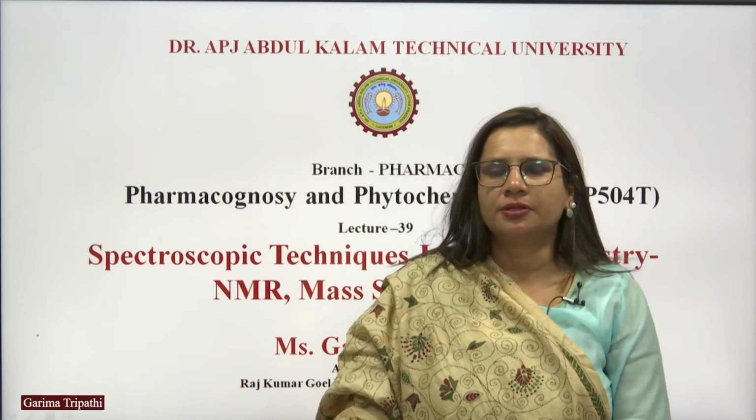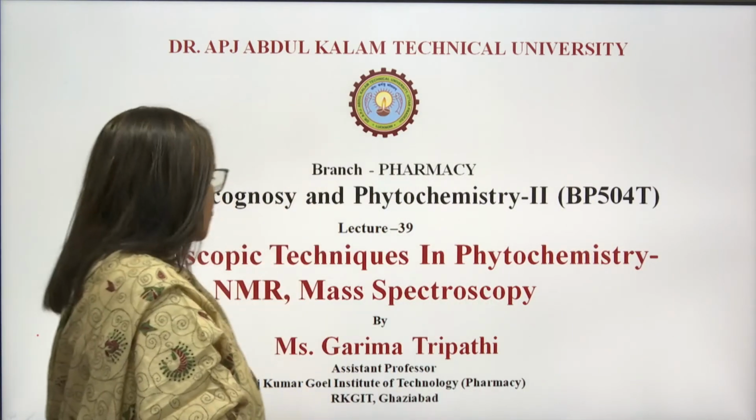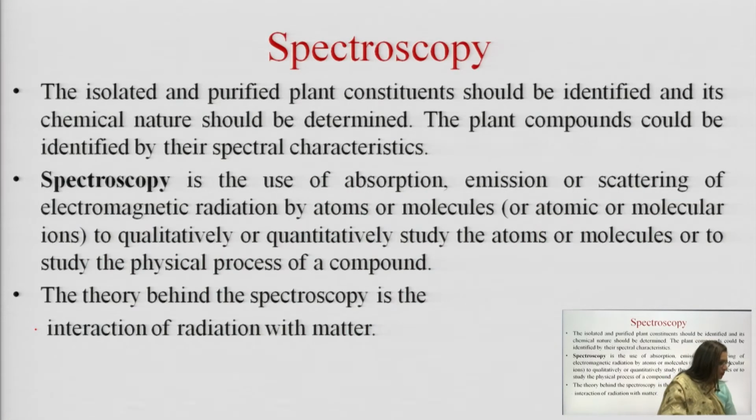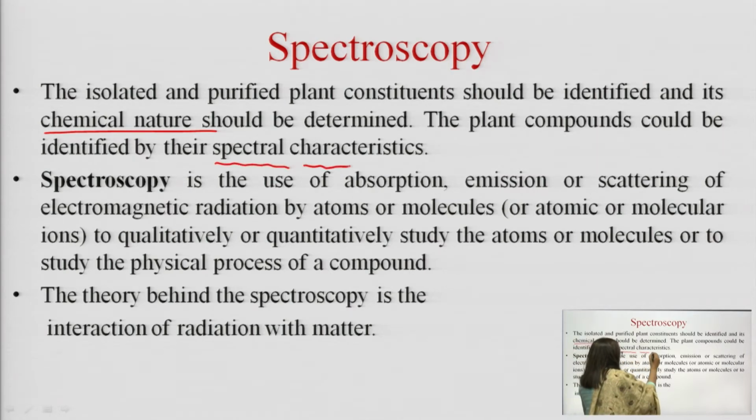Today we are going to discuss the topic spectroscopic techniques in phytochemistry: NMR and mass spectroscopy. Isolated and purified plant constituents should be identified and their chemical nature should be determined. The plant compounds could be identified by their spectral characteristics.